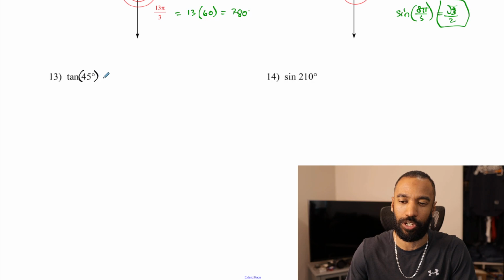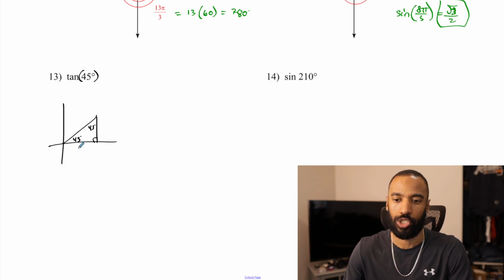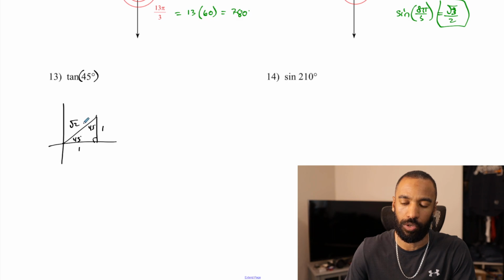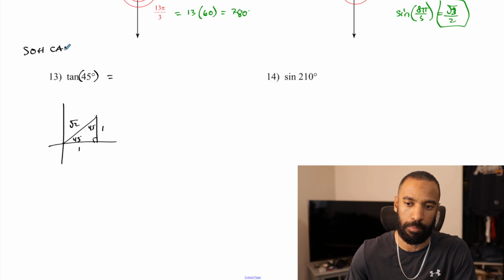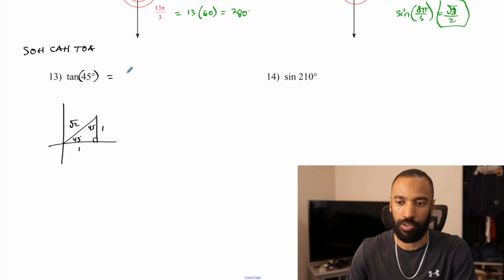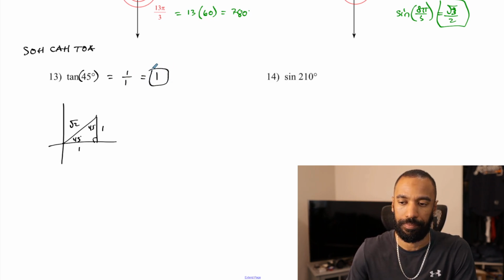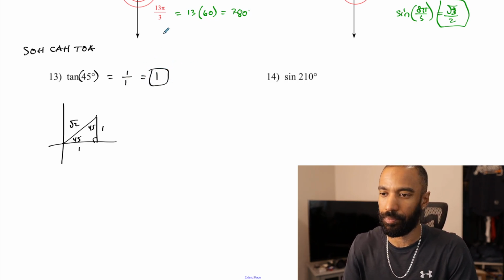Tangent of 45 degrees right here. 45 degrees is, of course, 45 up from 0 degrees right there. And this is a 45, 45, 90 triangle relationship, which is 1 to 1 to root 2. Tangent is opposite over adjacent. And when I talk about these, I'm referring to SOHCAHTOA. Sine is opposite over hypotenuse. Cosine is adjacent over hypotenuse. Tangent is opposite over adjacent. So that's 1 over 1, better written as 1.